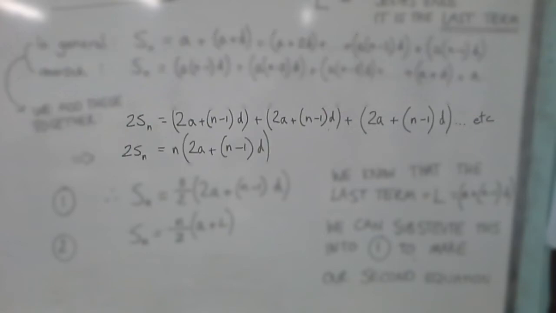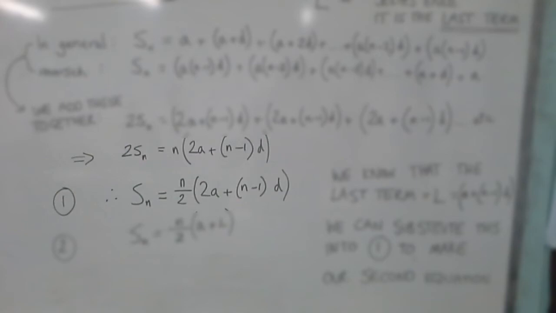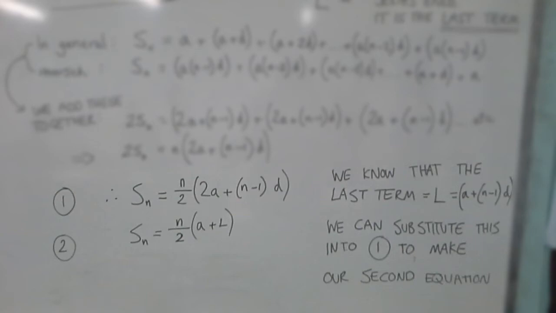We can simplify that by saying 2Sn equals n times (2a plus (n minus 1)d). Then we can just simplify the formula to get Sn equals n over 2 multiplied by (2a plus (n minus 1)d). That formula, with n, a and d substituted in, will give you the sum of a series up to the nth term. However, we can simplify this a little bit further. We know that the last term, we'll call this L, is equal to a plus (n minus 1)d. By substituting this in, we get Sn equals n over 2 multiplied by (a plus L).